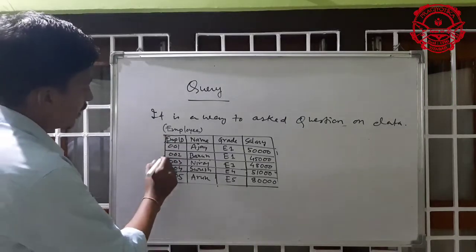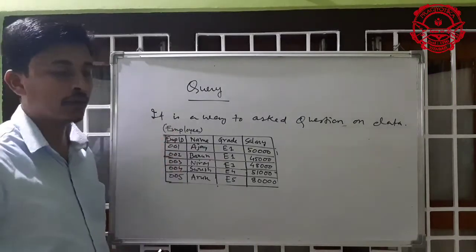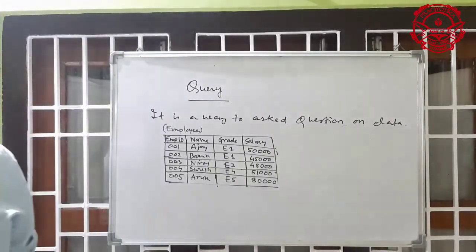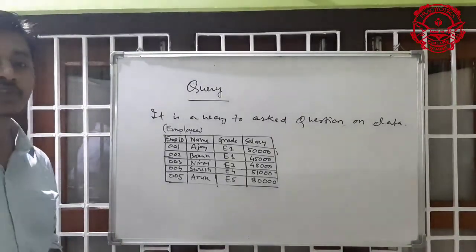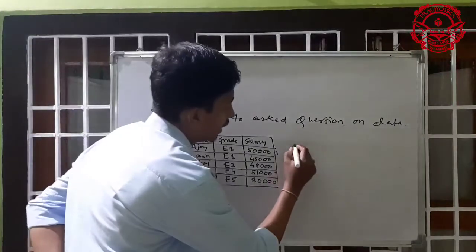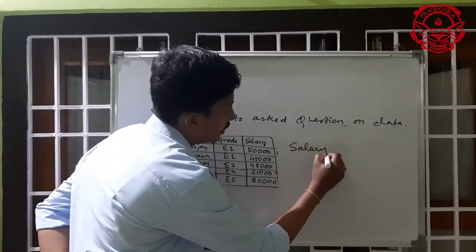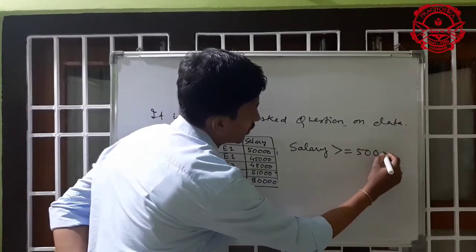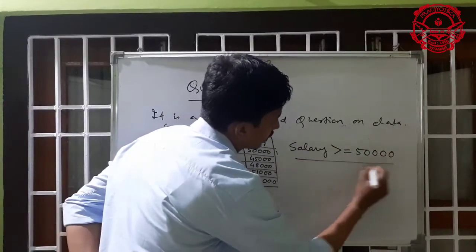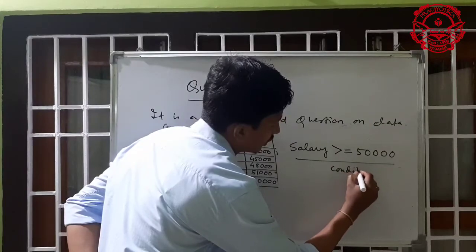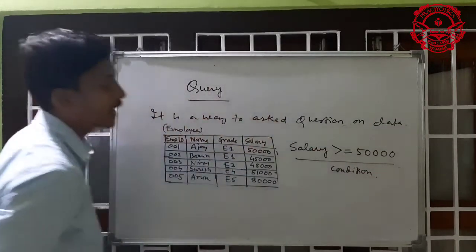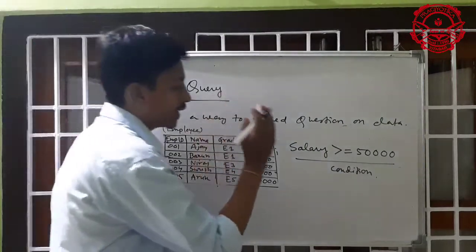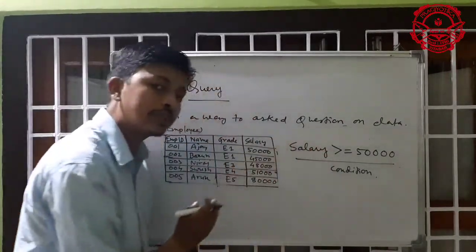Now you can see here, this is the employee table. In the employee table, you can see the condition is: the employee who draws a salary of 50,000 or above. The condition means the salary should be greater than or equal to 50,000. This is the main condition. The condition should be successful, otherwise it is not going to be displayed. Now, if the condition is true, then it is going to display your information.